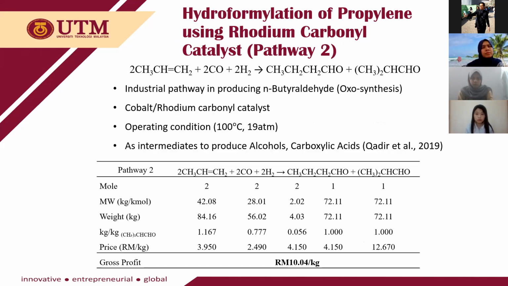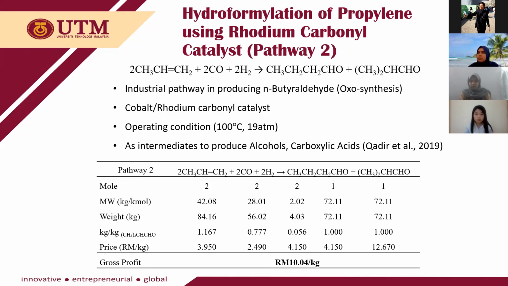The second process pathway is the hydroformylation of propylene using rhodium carbonyl catalyst. This is the common industrial pathway in producing N-butylaldehyde, also known as the oxo-synthesis pathway. Commonly, industries use 2 kinds of catalysts, either cobalt carbonyl catalyst or rhodium carbonyl catalyst, depending on the motive of their production. If the industry focuses more on producing N-butylaldehyde, they will use cobalt carbonyl catalyst. If they are going to produce an equal amount of isobutadiene and N-butylaldehyde, they will use rhodium carbonyl catalyst.